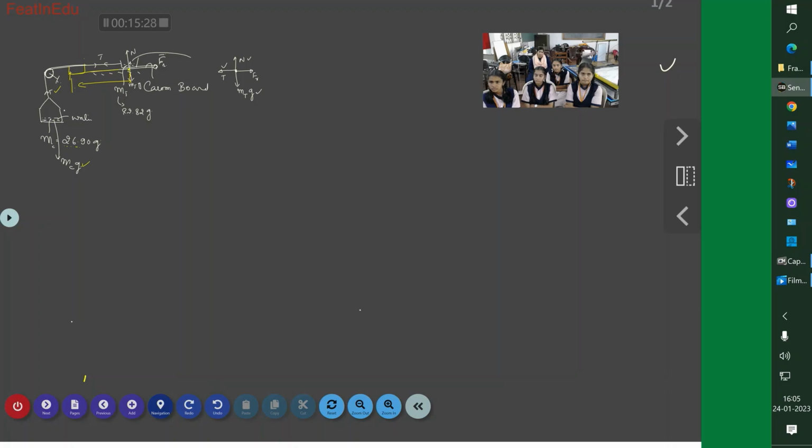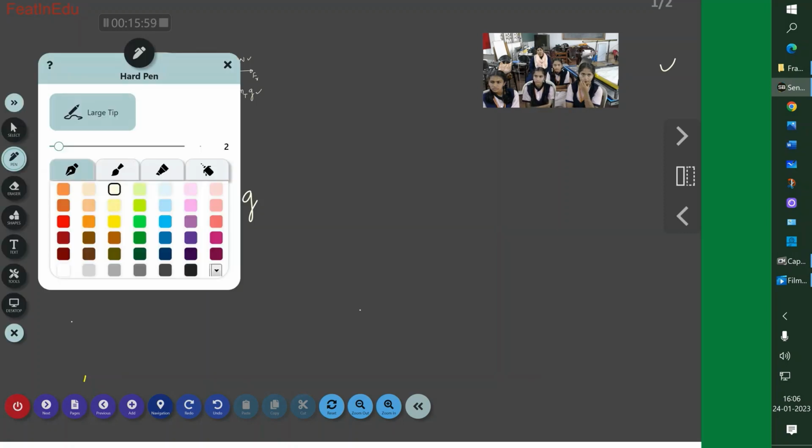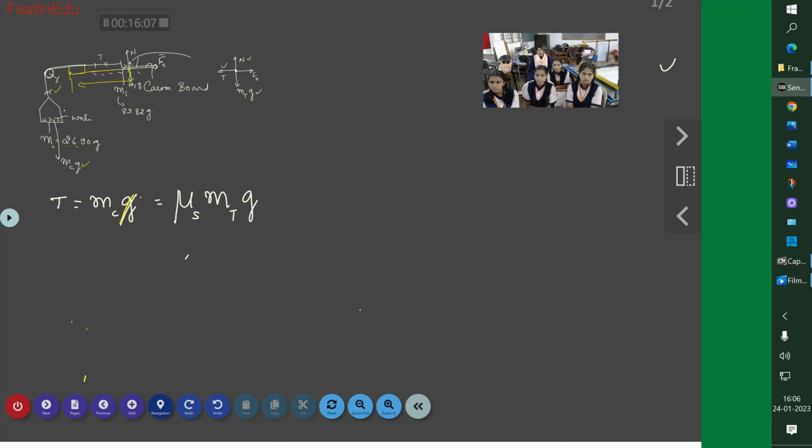tension. See, this is also at rest. So the tension T will be equal to MC into G. And here also the tension is equal to what? Friction. Yes, the static friction force. This is the coefficient of static friction, mu s, times the mass of the trolley into G. So here you can knock off this G, and then you will get mu s equal to MC by MT.